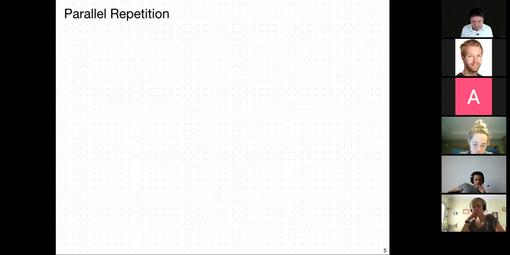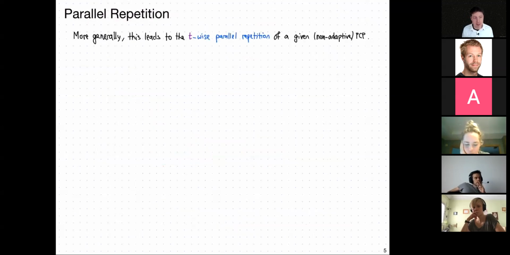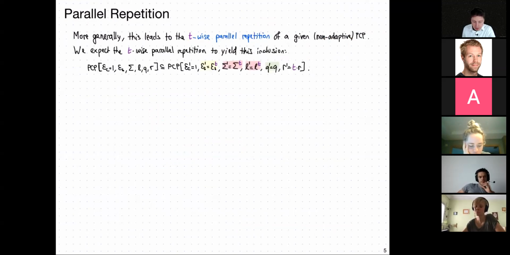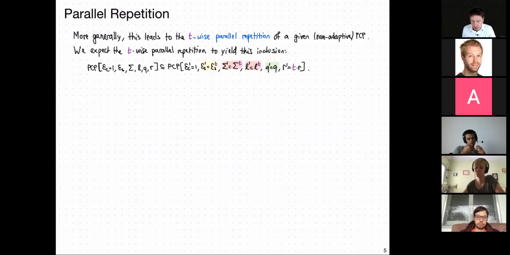Now this subject of parallel repetition is a big one. We'll not go over it much. I'm just going to tell you at a high level that it exists. In general, this process leads to the T-wise parallel repetition of a given unadaptive PCP. You would expect that with a T-wise parallel repetition, your soundness error goes down exponentially in T. Of course, your alphabet will blow up in T and your proof length will blow up in T. The query complexity remains the same.